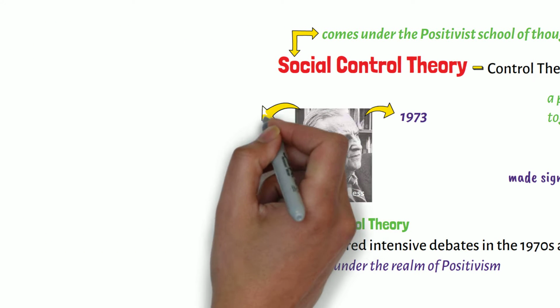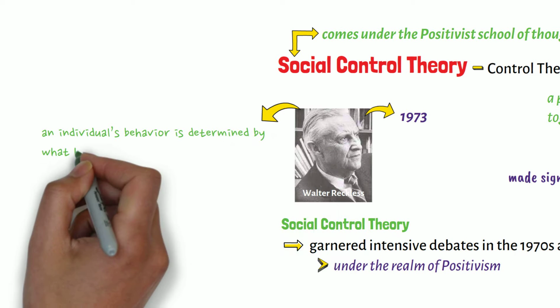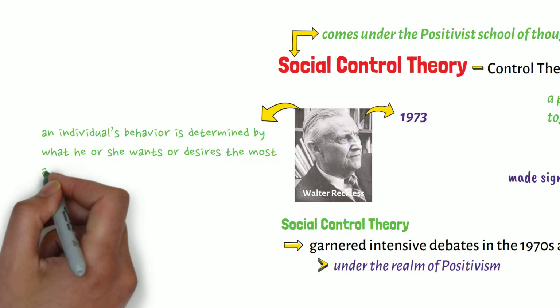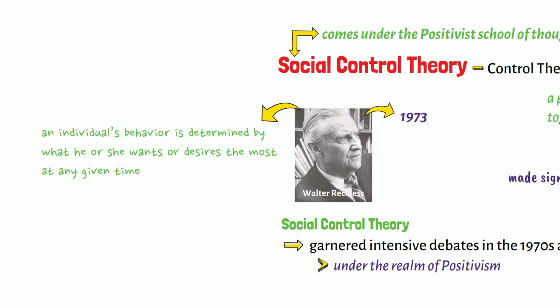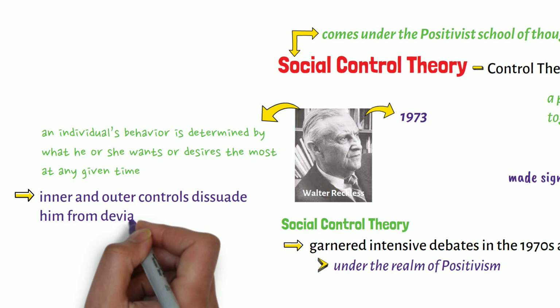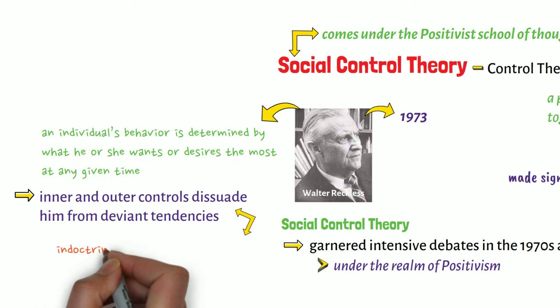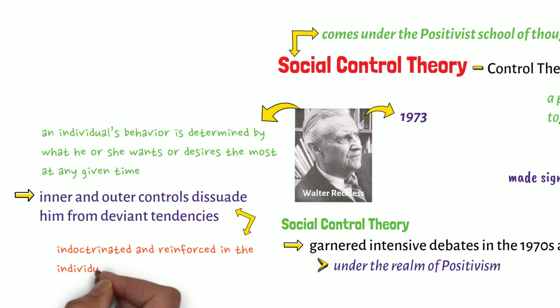According to Reckless, an individual's behavior is determined by what he or she wants or desires the most at any given time. His inner and outer controls dissuade him from deviant tendencies. These controls are indoctrinated and reinforced in the individual through social bonds.